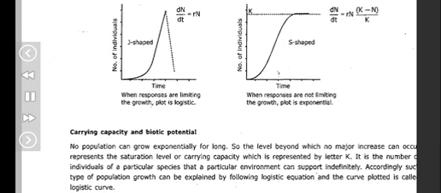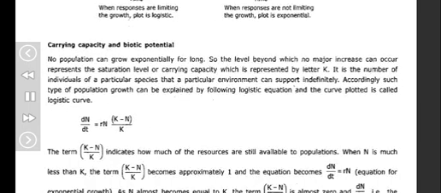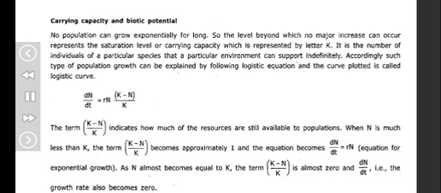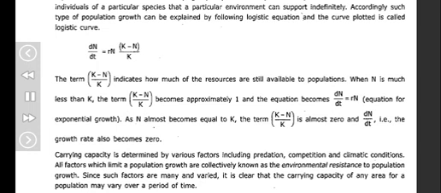Carrying capacity and biotic potential. No population can grow exponentially for long. So the level beyond which no major increase can occur represents the saturation level or carrying capacity, which is represented by letter K. It is the number of individuals of a particular species that a particular environment can support indefinitely. Accordingly, such type of population growth can be explained by the following logistic equation, and the curve plotted is called the logistic curve. The term (K-N)/K indicates how much of the resources are still available to populations. When N is much less than K, the term (K-N)/K becomes approximately 1 and the equation becomes dN/dt = rN, equation 4.